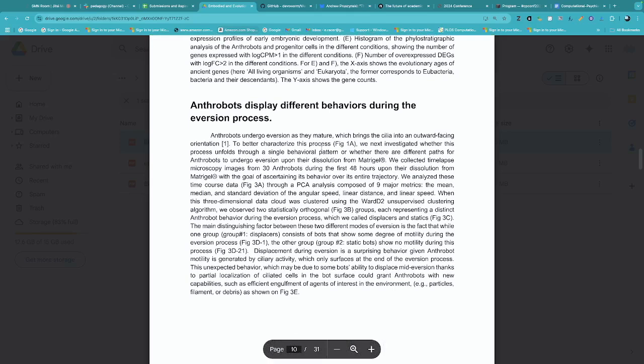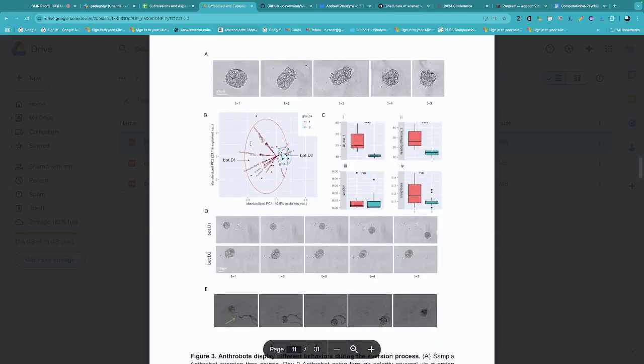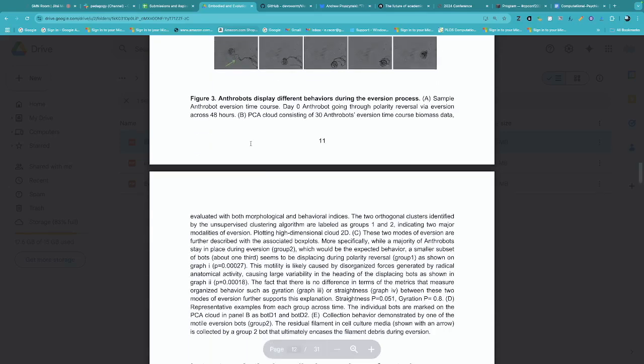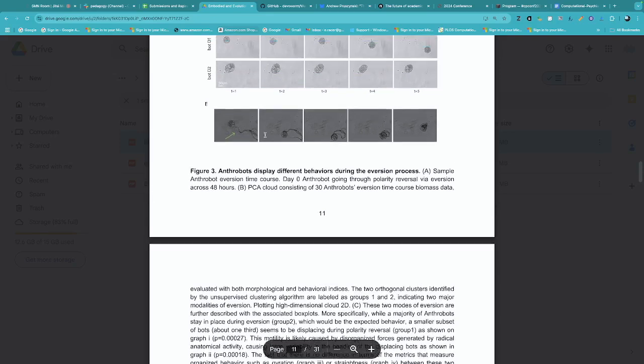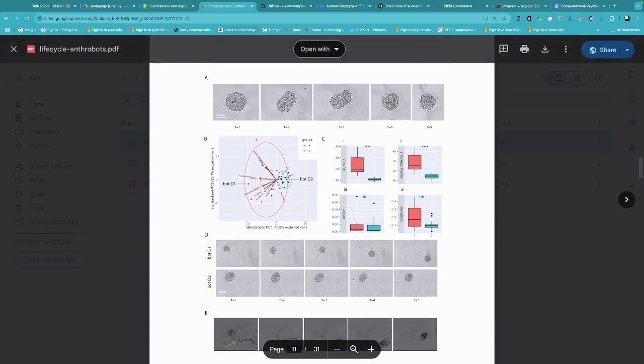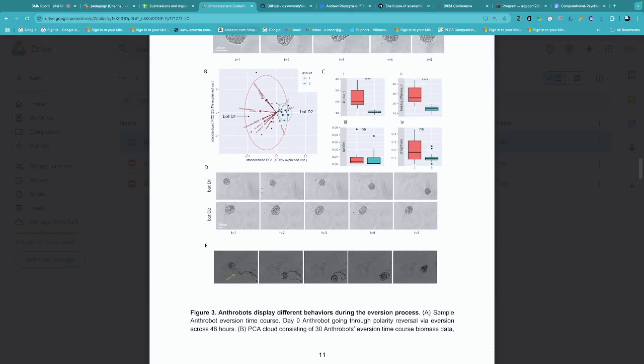Anthrobots display different behaviors during the eversion process, which brings the cilia into an outward-facing orientation. This is kind of analogous to an embryonic movement, like invagination and evagination, where it's folding in and out. Eversion is where the cilia become outward-facing. So they characterize this process here. Anthrobots display different behaviors during the eversion process. And they show that here.